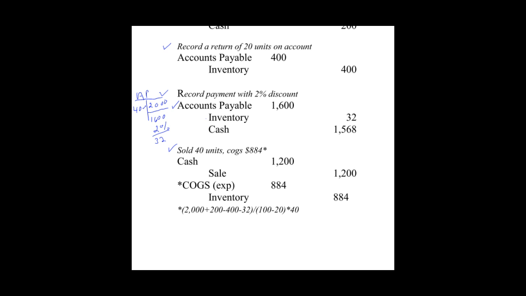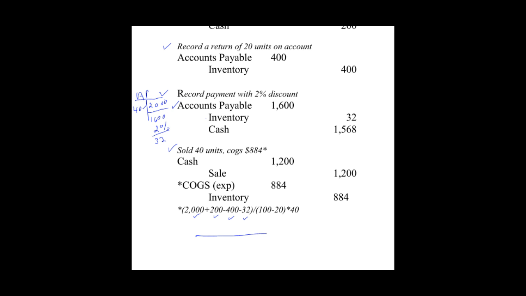You had $2,000 that you accumulated when you purchased it. You had $200 freight. You returned $400. And you took a discount. All of those things are running through inventory. Divide that by the 80 units you had left, and then times it by the 40 you sold, and you'll come up with the $884.